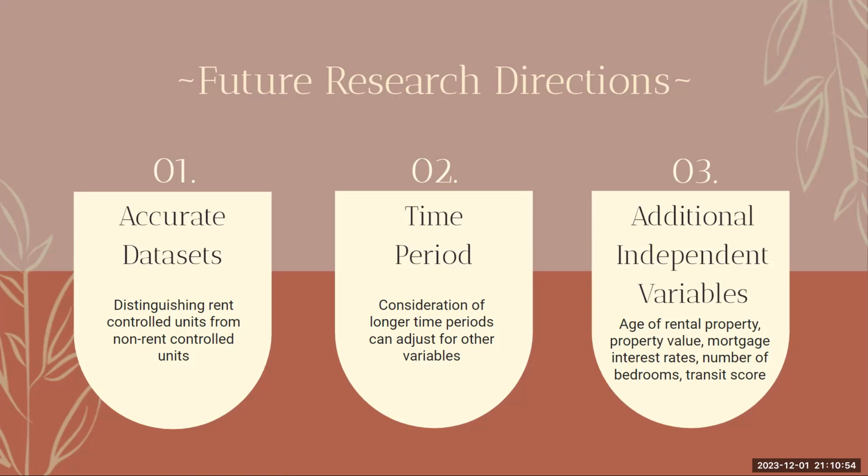Finally, additional independent variables such as age of rental property, property value, mortgage interest rates, number of bedrooms, and transit score can all be included to help develop a more accurate model that provides additional information about the dependent variable.